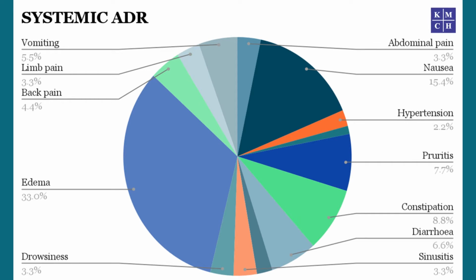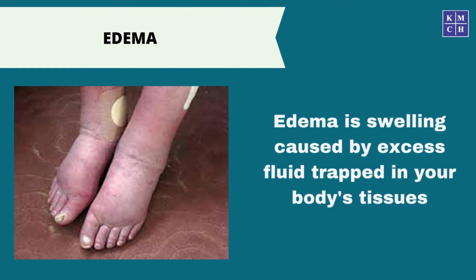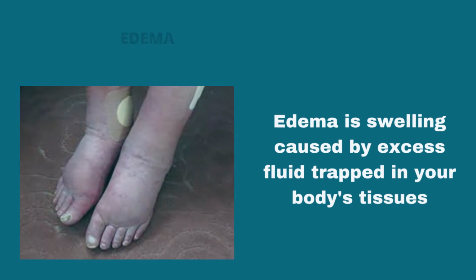The second one is systemic ADR. From the pie chart, it is visible that edema is observed in most of the patients when compared to other conditions like limb pain, nausea, constipation. As you can see here, edema depicts swelling which is caused by the fluid trapped in your body's tissue.